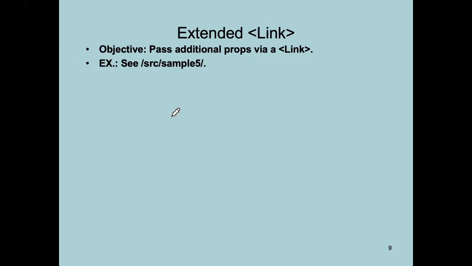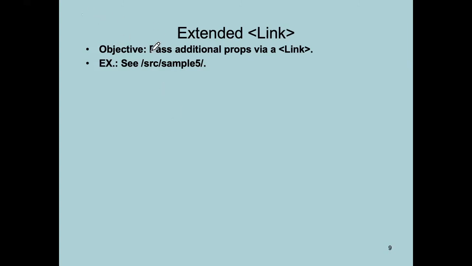But what if we want to pass some props to that component that's mounted? And the only place that we know what the prop values are is wherever the link is contained. So how do we pass props to the mounted component as a result of clicking on a hyperlink? And this is where the extended form of the link component will allow us to do that.